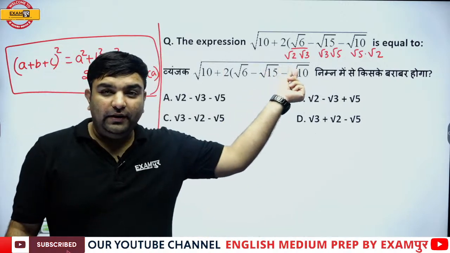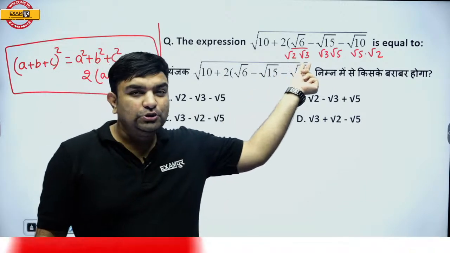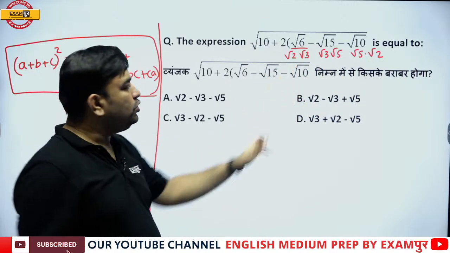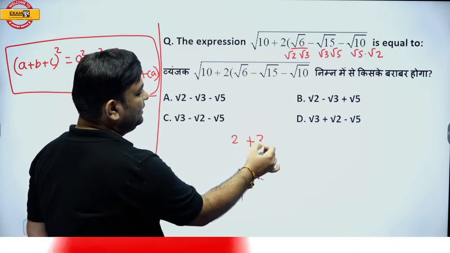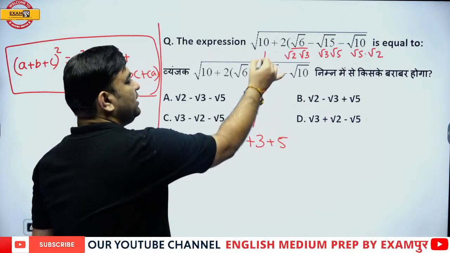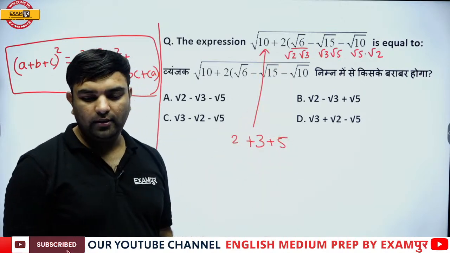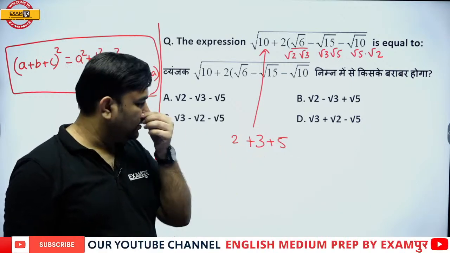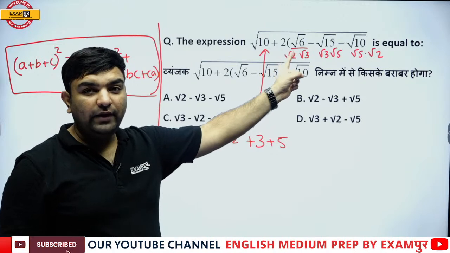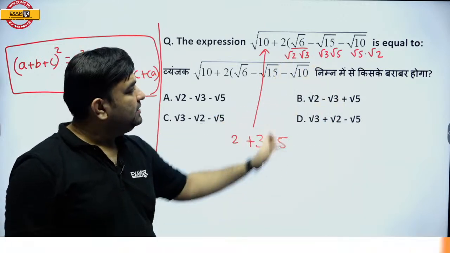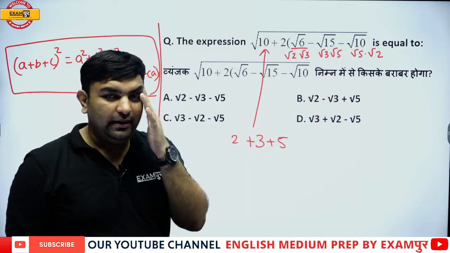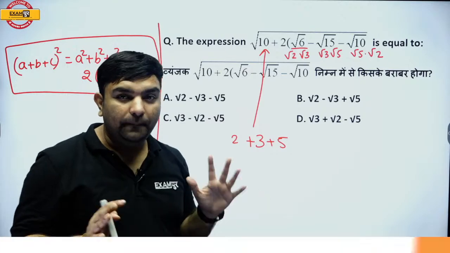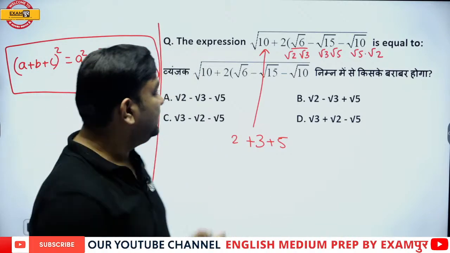If my a is root 2, my b is root 3 and my c is root 5, then root 2 whole square is 2, root 3 whole square is 3 and root 5 whole square is 5. So this is your a square plus b square plus c square. And this is 2 times (ab plus bc plus ca). But there are some negative signs as well, which means one of the values is negative.